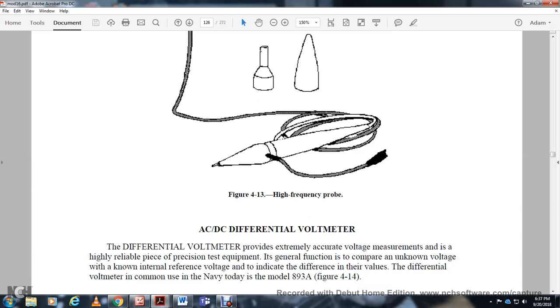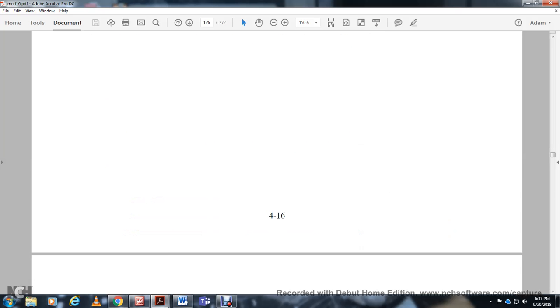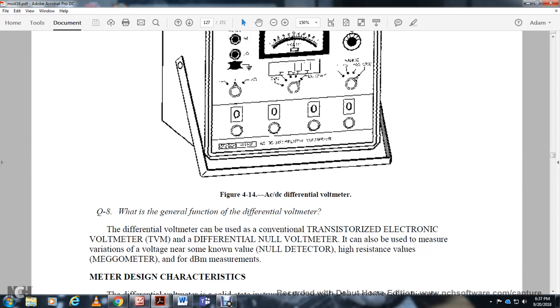AC and DC differential voltmeter. The differential voltmeter provides extremely accurate voltage measurement and is a highly reliable piece of precision test equipment. Its general function is to compare an unknown voltage with a known internal reference voltage to indicate the difference between each value. The differential voltmeter commonly used in the Navy today is the model 893A, figure 4-14. The differential voltmeter can be used as a conventional transistorized electronic voltmeter. It can also be used to measure the variation of voltage, known as a null detector, and high resistance values with the megameter.